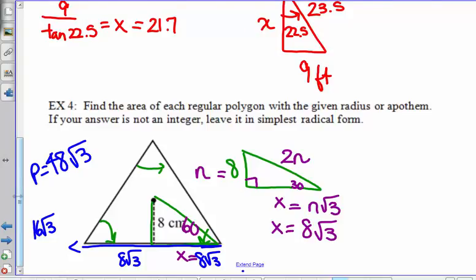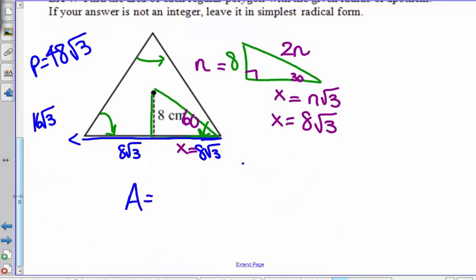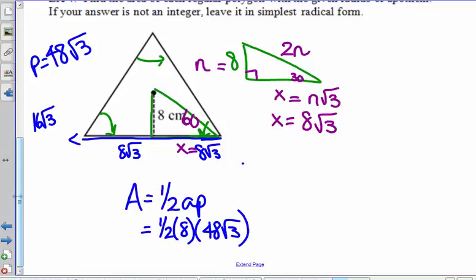So the area equals 1/2 times the apothem times the perimeter. So 1/2 times 8 times 48 root 3. Half of 8 is 4. 4 times 48 is 192. It says if your answer is not an integer, keep it in simplest radical form. So my answer is 192 root 3.